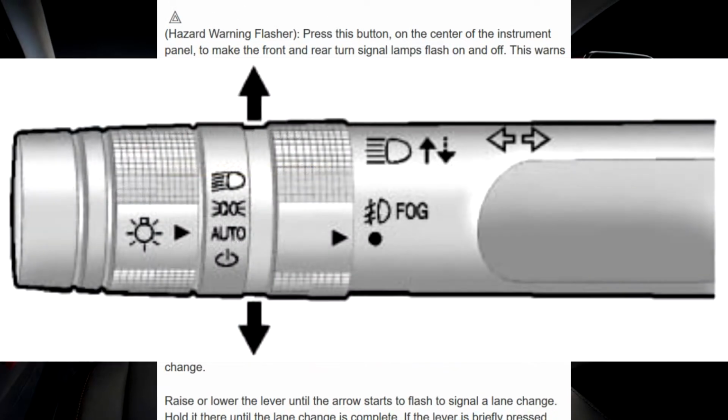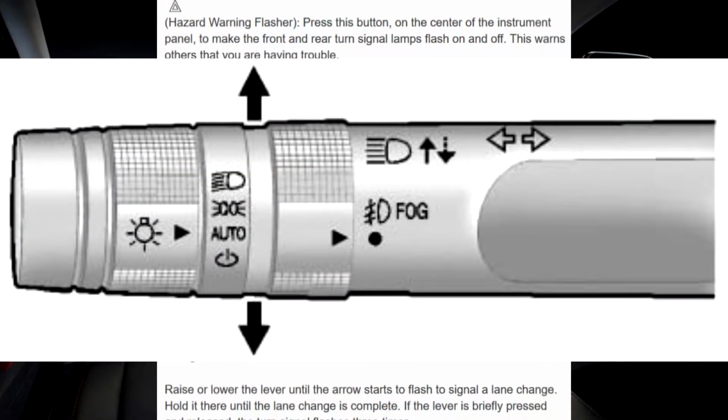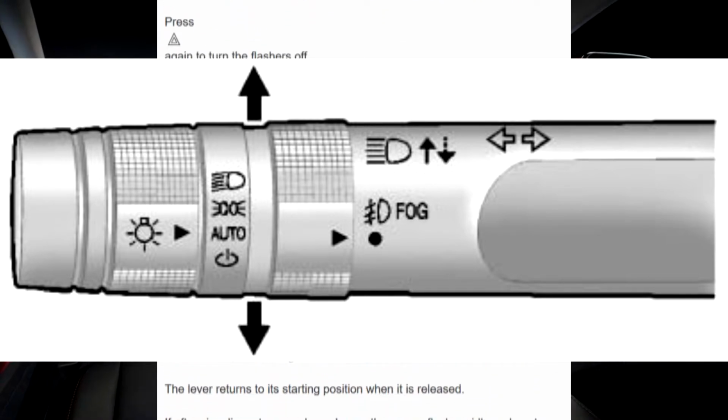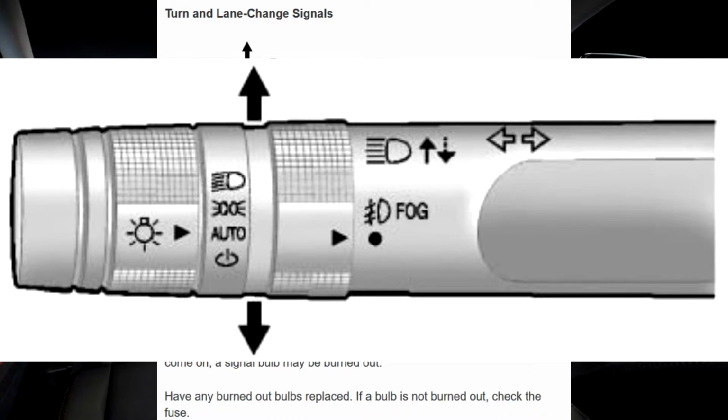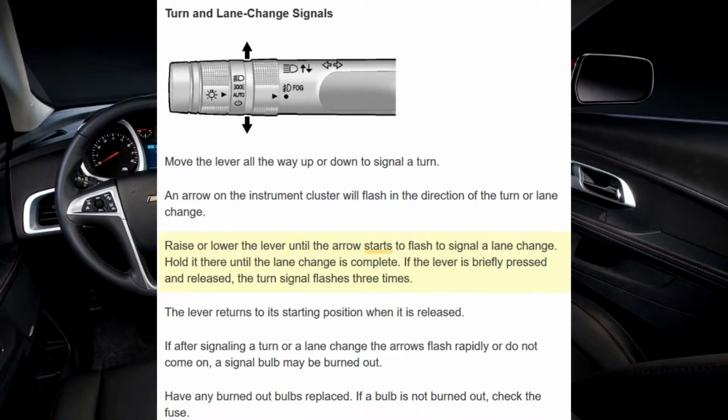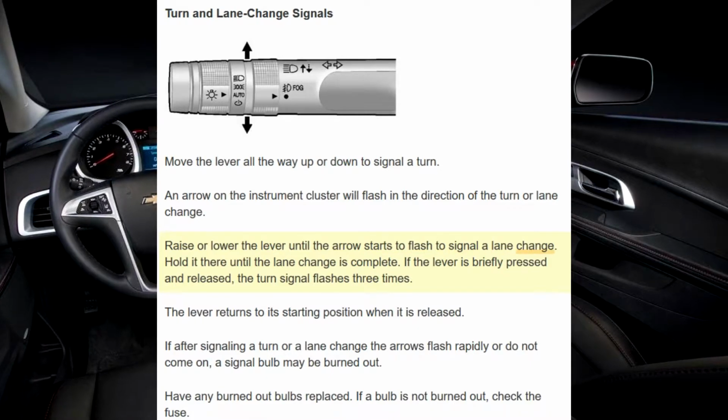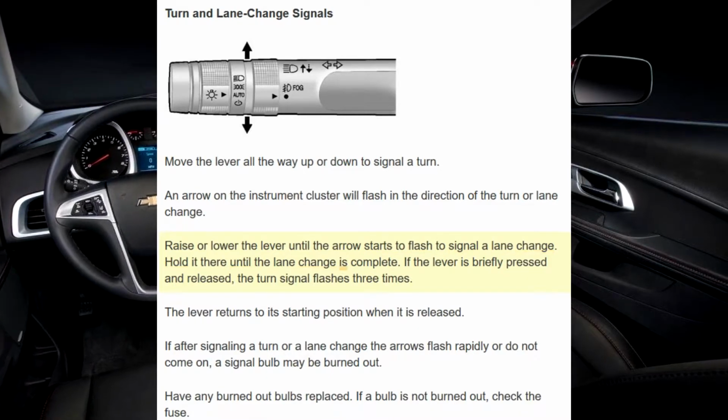Turn and lane change signals. Move the lever all the way up or down to signal a turn. An arrow on the instrument cluster will flash in the direction of the turn or lane change. Raise or lower the lever until the arrow starts to flash to signal the lane change. Hold it there until the lane change is complete.